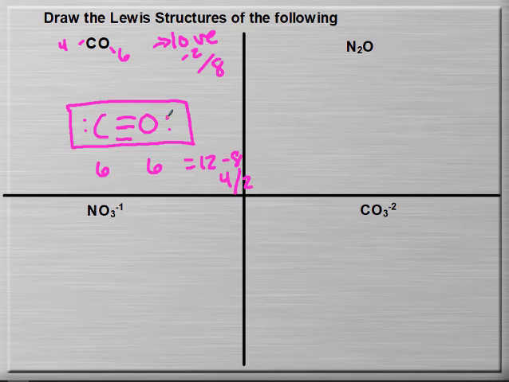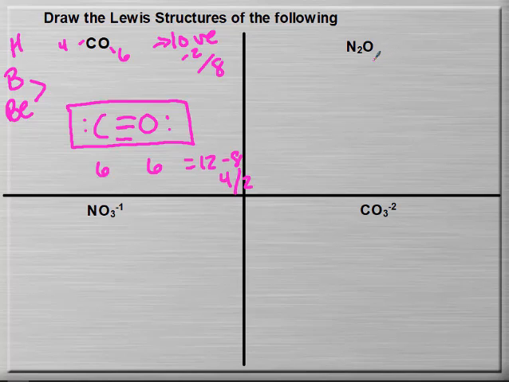The only things that don't need 8 are hydrogen, which only wants 2, boron, and beryllium. Boron and beryllium are super reactive because they don't get 8 generally. Boron will usually get 6 electrons and beryllium 4 electrons.